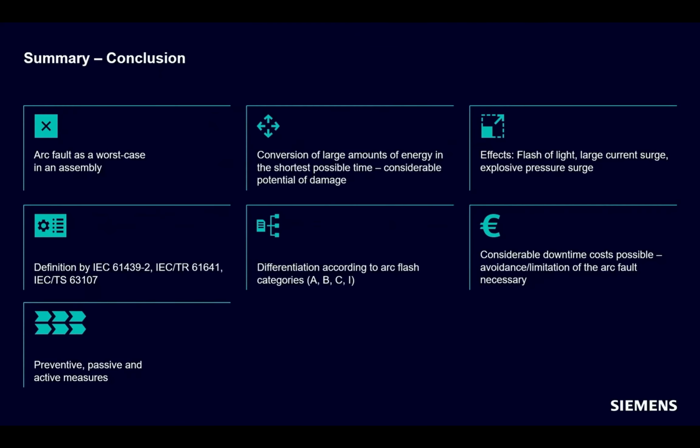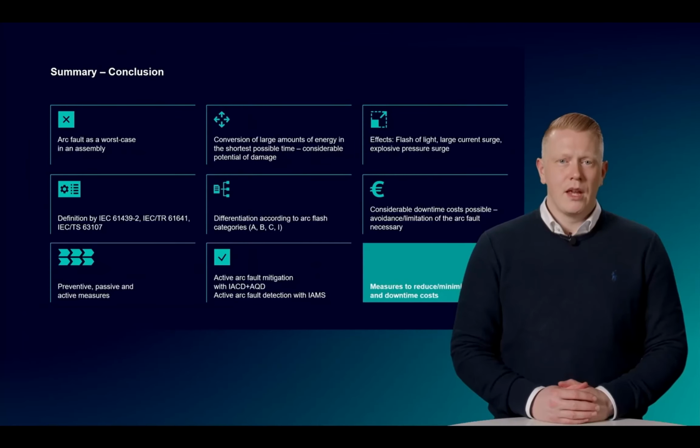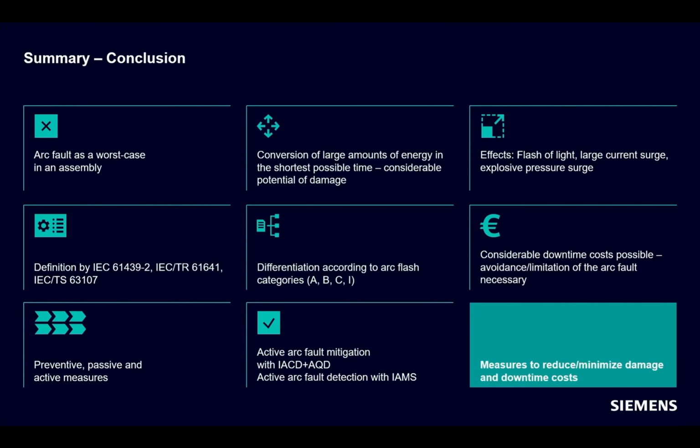In order to limit or even avoid the arc fault, preventive, passive, and active options are offered. At the same time, active arc fault protection currently offers the best possible protection for people and systems. With the help of sensors, the three decisive properties of an arc fault, light, current increase, and pressure, are detected. With the help of an internal arc fault control device, IACD, the upstream circuit breaker can be switched off after the sensors have tripped. The shutdown time is reduced to less than 50 milliseconds.